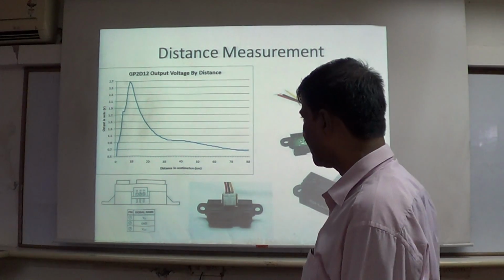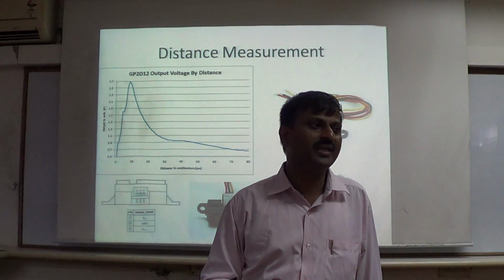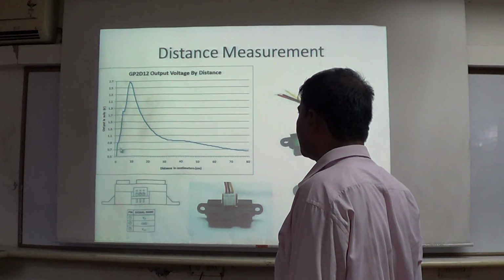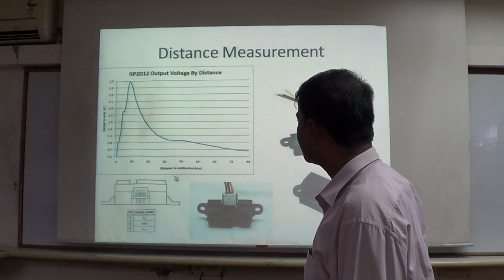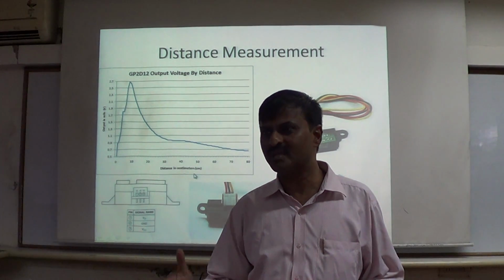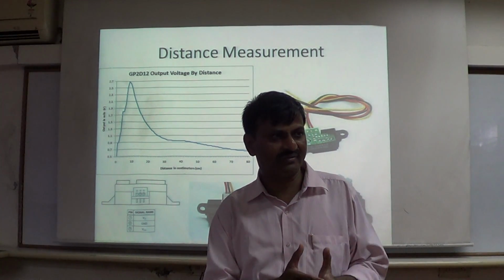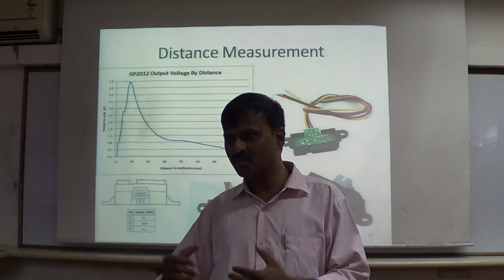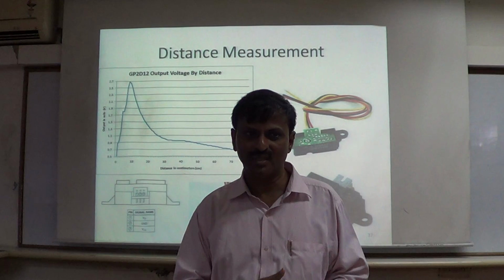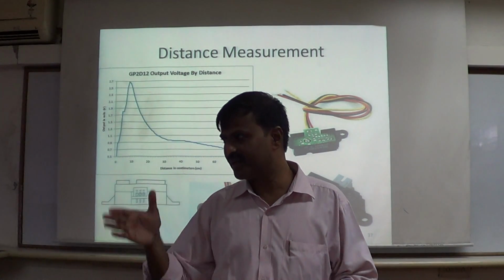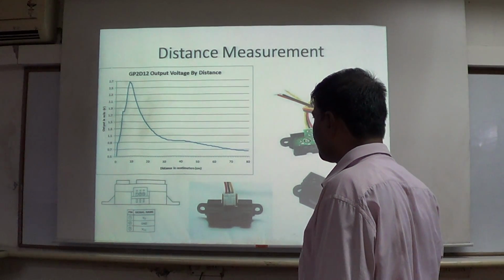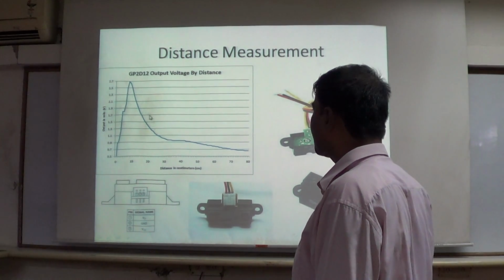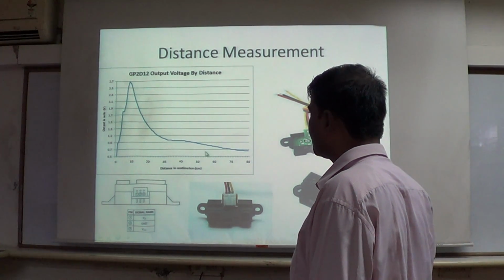But I had given one challenge to all of you: linearization of non-linear systems. For example, if you see the sensor's output voltage against the distance in centimeters, a linear system means, for example, 1 centimeter gives 1 millivolt, 2 centimeters 2 millivolts, 3 centimeters 3 millivolts, always a straight line. But non-linear means, for example, initially as the distance increases the voltage rises, but after that the distance keeps increasing while the voltage falls.